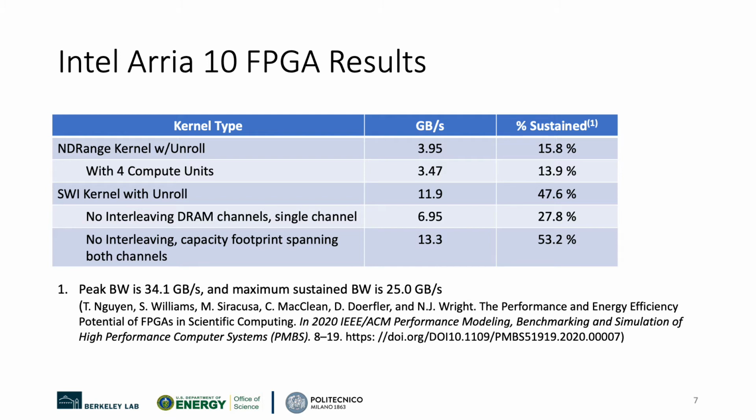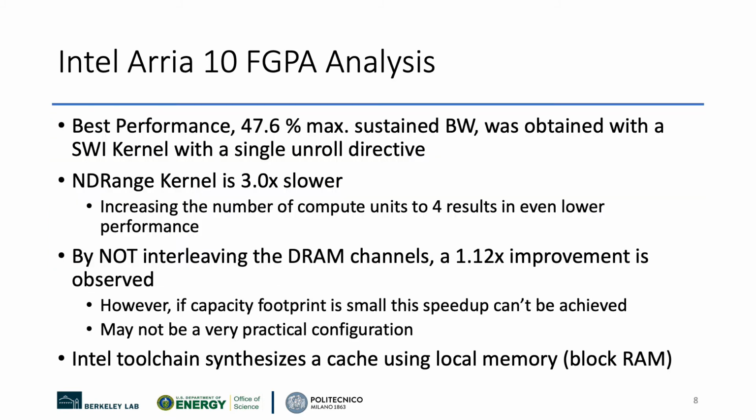Another study has empirically determined that the Intel Arria 10 can achieve up to 25 gigabytes per second. With SU3 bench, we were able to achieve 15.8% and 47.6% of sustained bandwidth with the NDRange and SWI kernels, respectively. It should be noted that the NDRange kernel is 3 times slower than the single work item kernel.